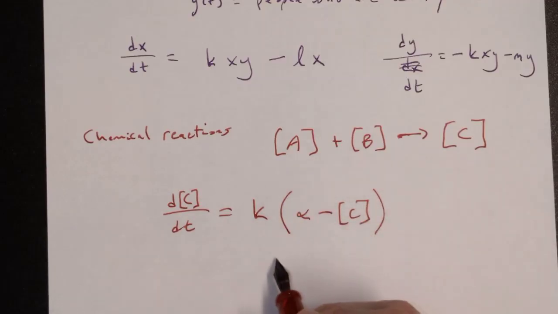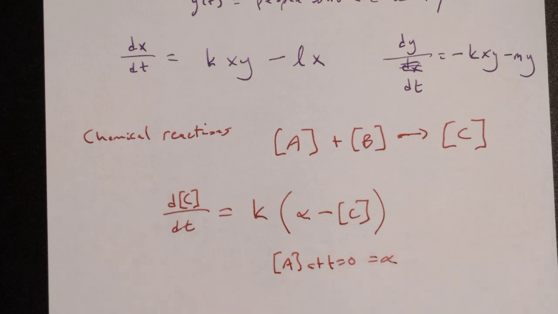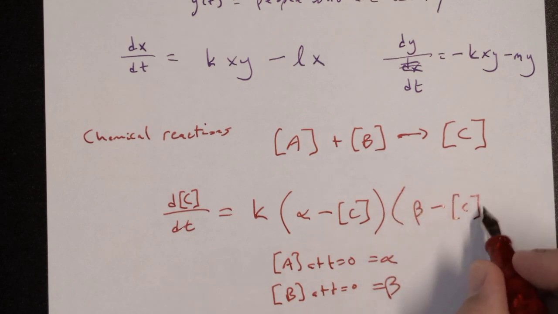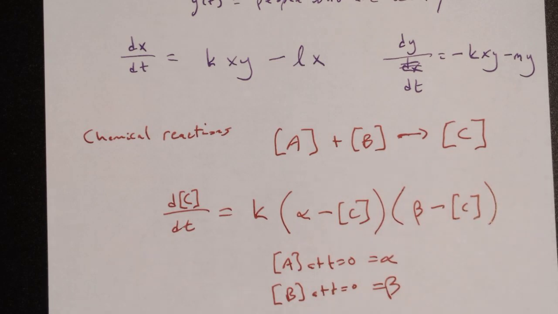I'm going to write up here that the concentration of A at time 0 is alpha. But I also need B, so I can say the concentration of B at time 0, let's call that beta. Notice what I'm going to end up with here. That concentration of C on the right-hand side is going to be squared if I multiply all that out, right? This is a nonlinear differential equation. This is a second order equation. Sorry, a second order reaction in chemistry.